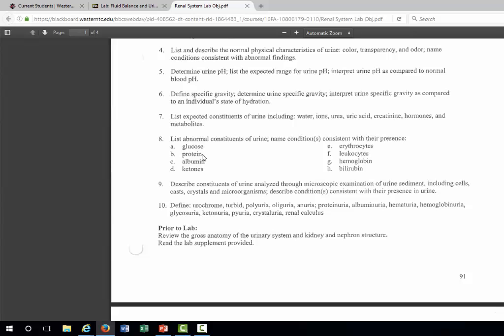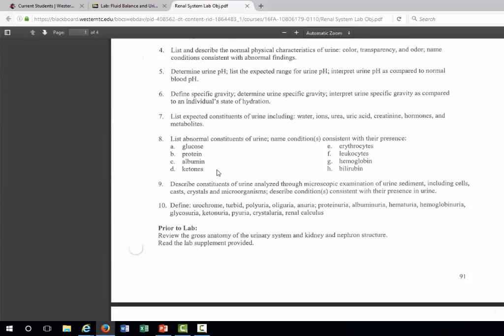Protein in the urine is called proteinuria. And if it's albumin, that specific protein, then it would be, take a guess. Yeah, albuminuria. Wow, that's a hard one to say.